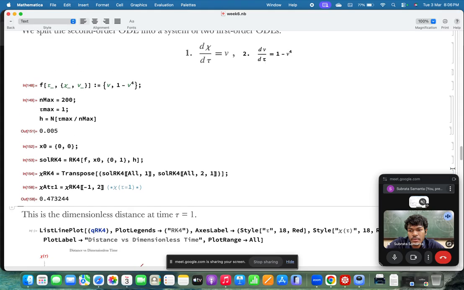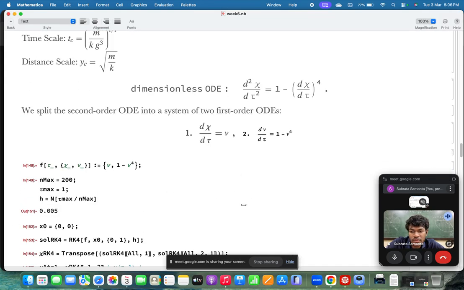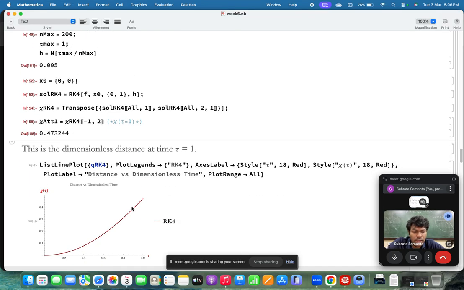Now you can easily change the values of n max or tau max according to your problems, and calculate the distance at that time.